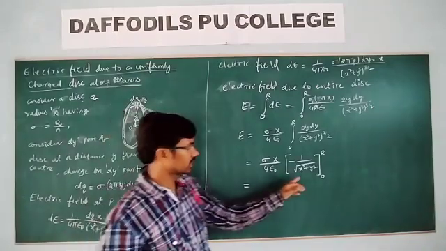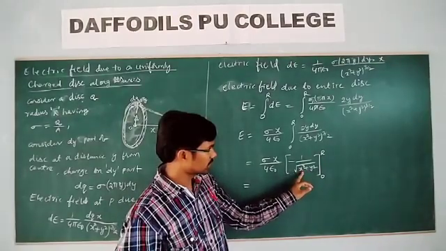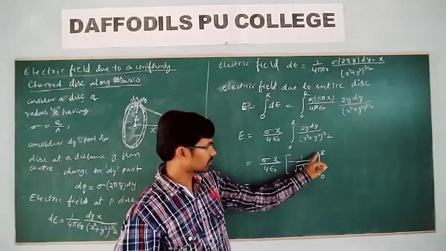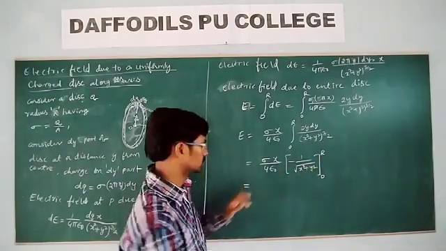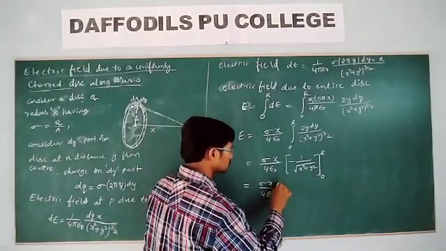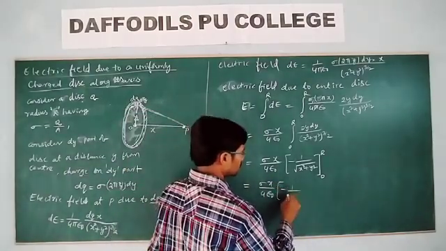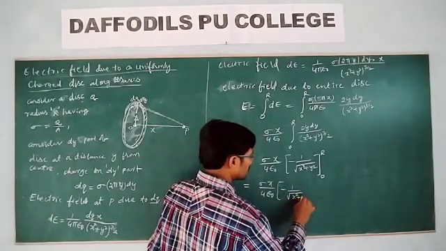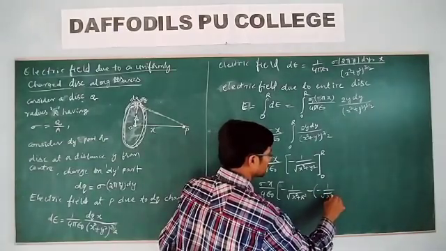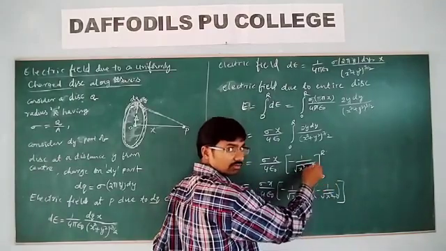And so what do you get here? Sigma into, first if you substitute r, what do you get? 1 by root over x square plus r square. Next, instead of y substitute 0, 1 by root x. Is it? Then sigma by 4 epsilon naught into minus 1 by root over x square plus r square minus 1 by root over x square plus 0. First we will substitute the upper limit r instead of y, next the lower limit 0 instead of y.